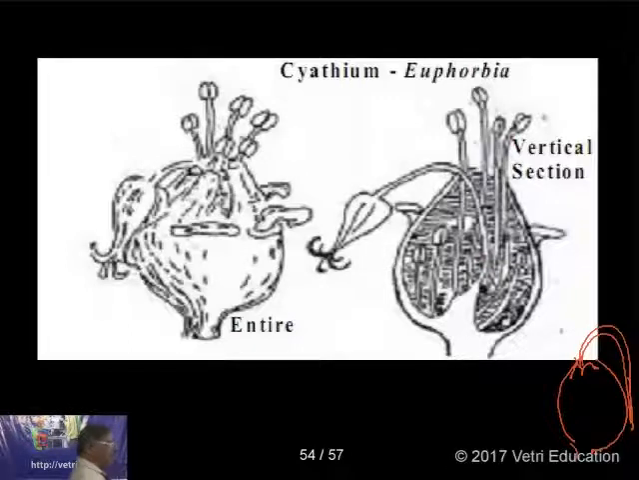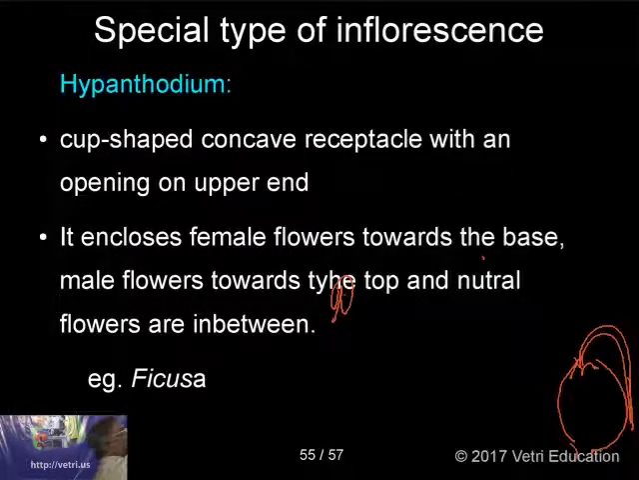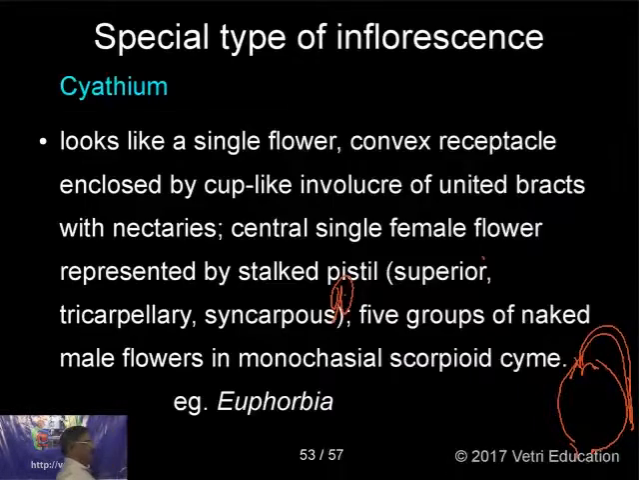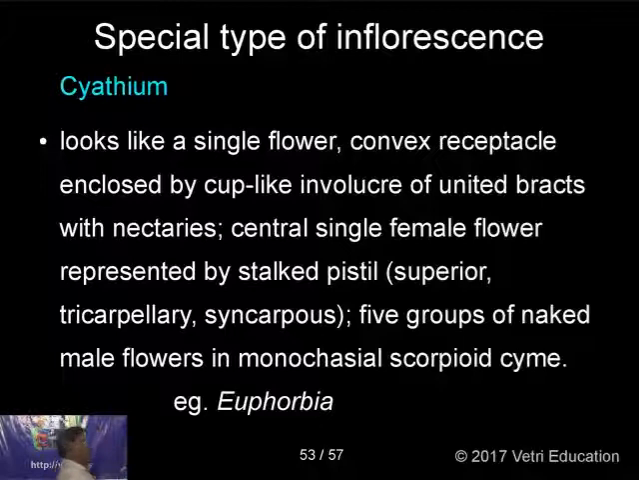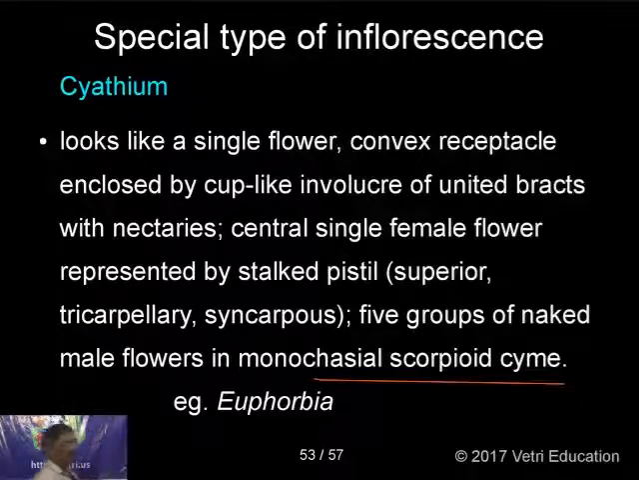five groups of male flowers arranged. Each male flower also has only a single stamen. Here you can find these two anther lobes, a single stamen you can see, and a cup-shaped receptacle. And these bracts have nectaries. The central single female flower is represented by a stalked pistil, superior, tricarpellary, syncarpous, and five groups of naked male flowers in monochasial scorpioid cyme. All the five groups are arranged in a monochasial scorpioid cyme arrangement. Euphorbia is the example.